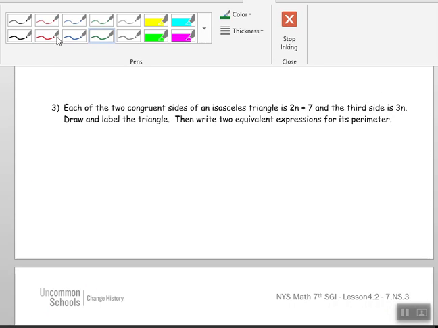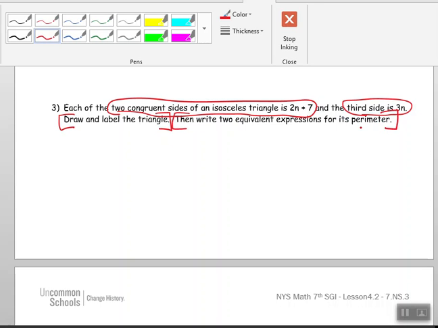All right, gentlemen, let's review number 3 together before we move on to our quiz. Each of the 2 congruent sides of an isosceles triangle is 2n plus 7, and the third side is 3n. Congruent just means they're the same. Draw and label the triangle. This is definitely a task. If you don't do it, you'll lose points. Then write two equivalent expressions for its perimeter.